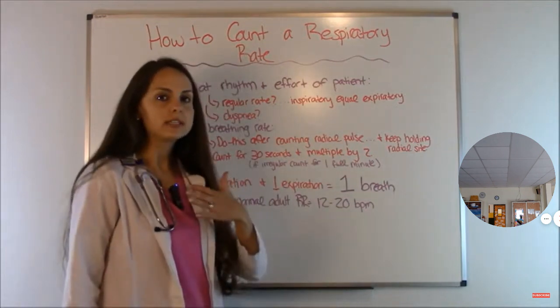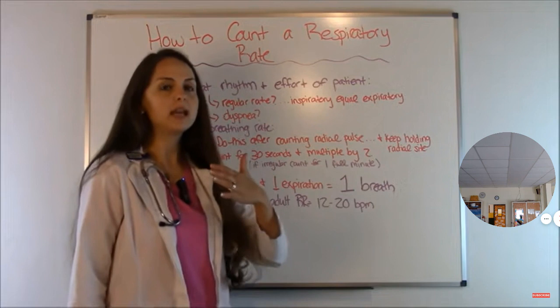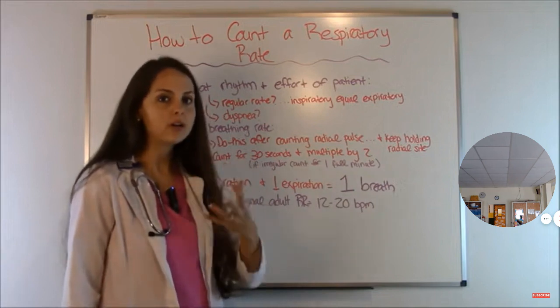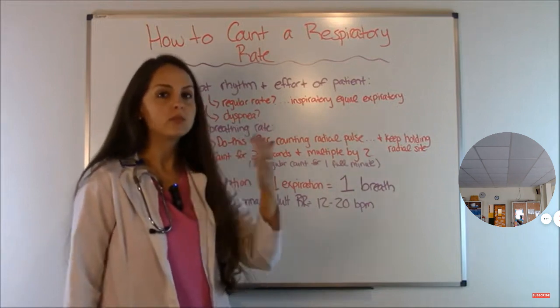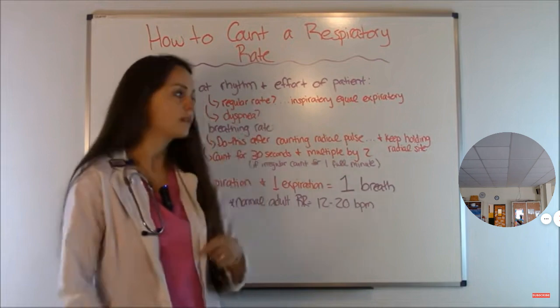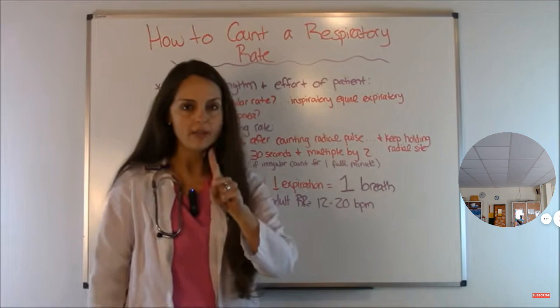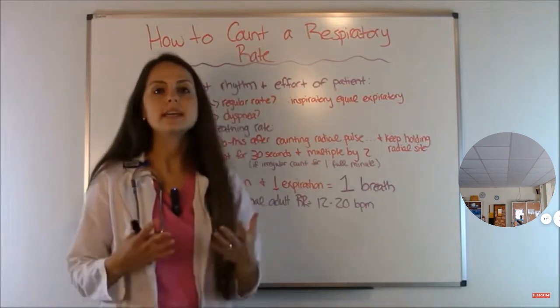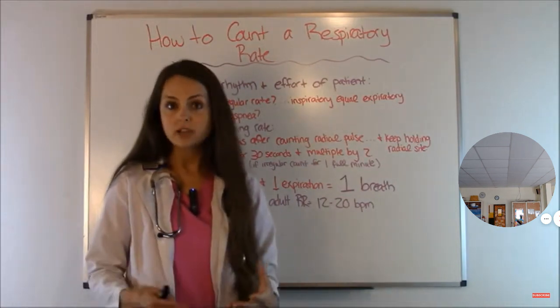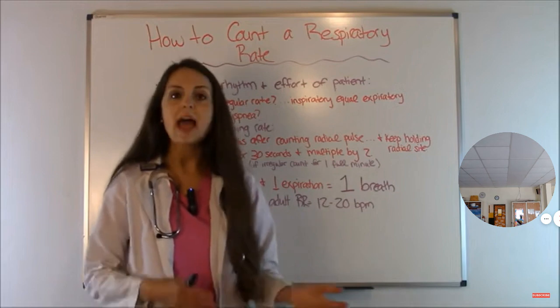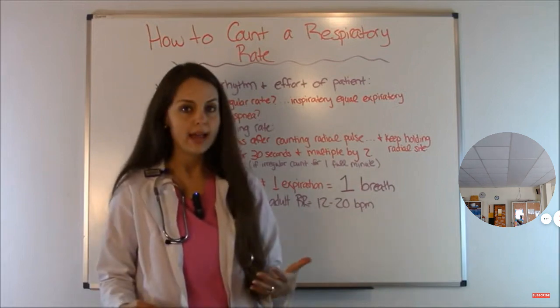And you are looking to see how that chest is rising and falling. And you're counting the rising and the falling as one breath, because one inspiration and one expiration equals one breath. And you're going to do that for 30 seconds. And after 30 seconds, you'll take that number, multiply it by 2, and that is your respiratory rate.